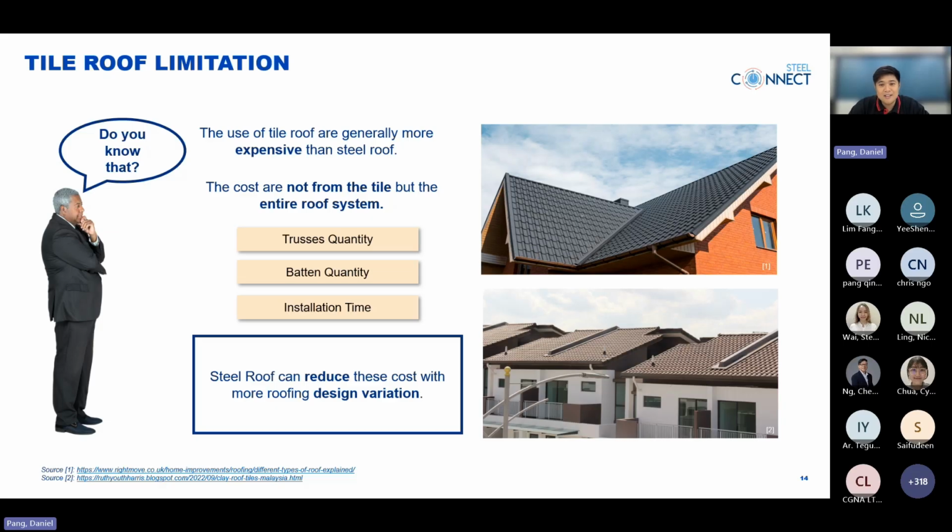Do you know that tile roofs are generally more expensive than steel roof? In reality, the cost of the tiles is cheaper than steel, but when we talk about the entire roof system, it's another story. Tile roofs are heavier, which in turn requires more trusses, more battens, and longer installation time, which drives the entire system price up. But on the other hand, steel roof can reduce these costs with more roofing design variation.